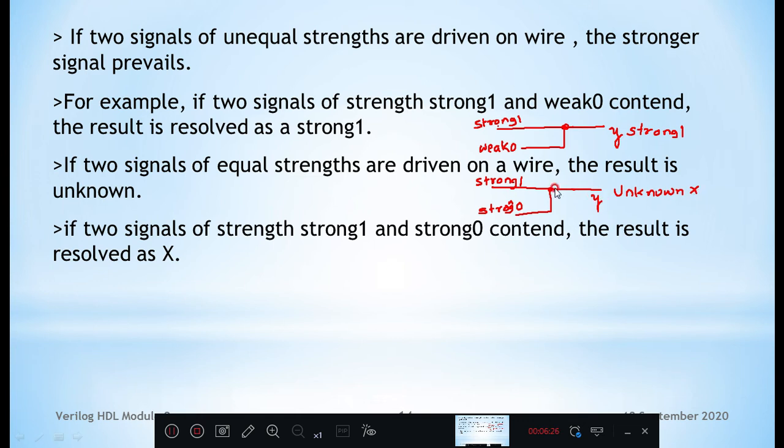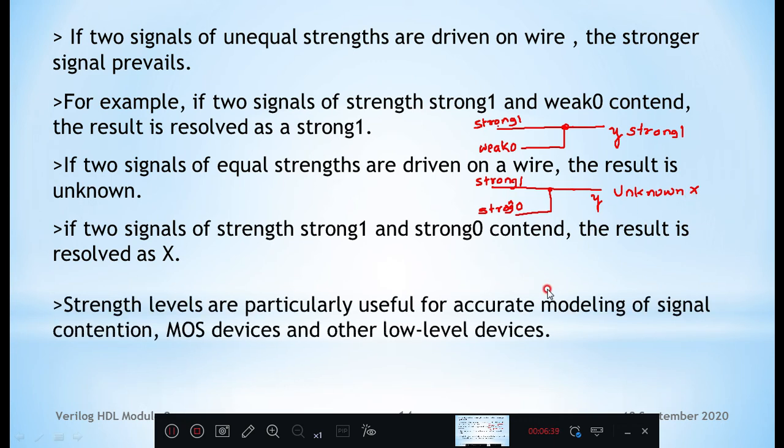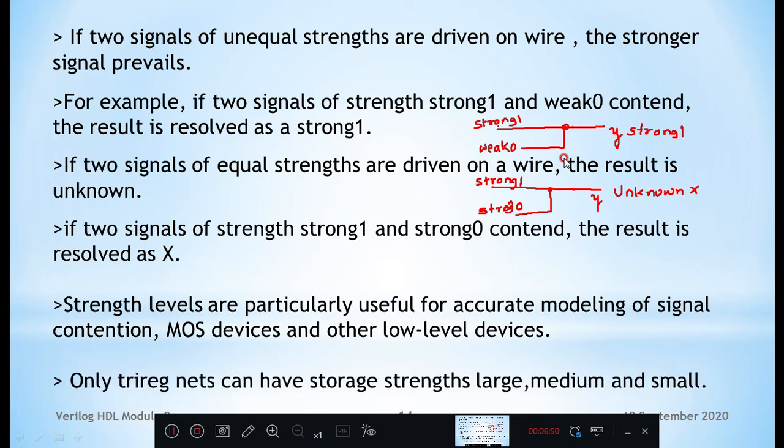To model different hardware circuit conditions, we need these values in Verilog. So unknown x. Strength levels we have also seen. Strength levels are particularly useful for accurate modeling of signal contention, as we have seen, in MOS devices and other low level devices. Only tri-register nets can have storage strengths large, medium and small.